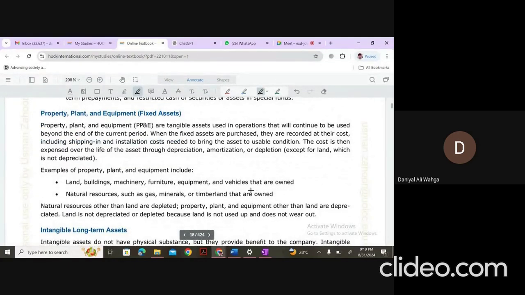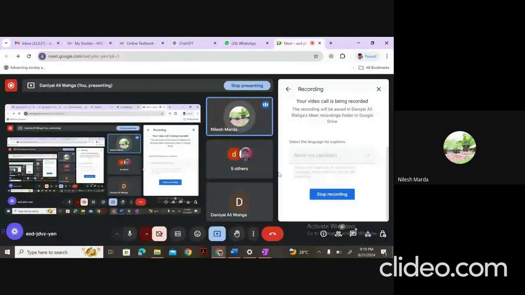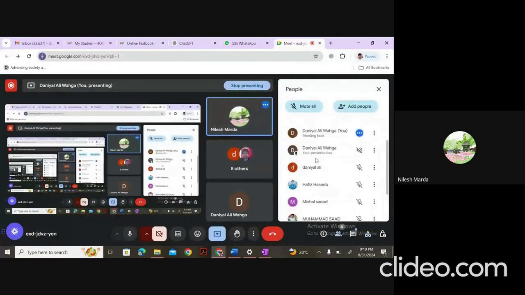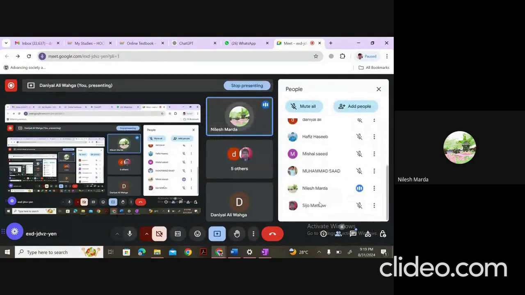Afterwards, we will go one by one, defining all of these assets. So what is property, plant, equipment? Can anyone tell me what is property, plant, equipment? Sir, property, plant, and equipment means the place where production is going on and all those things. The property where the factory is set up by the owner.